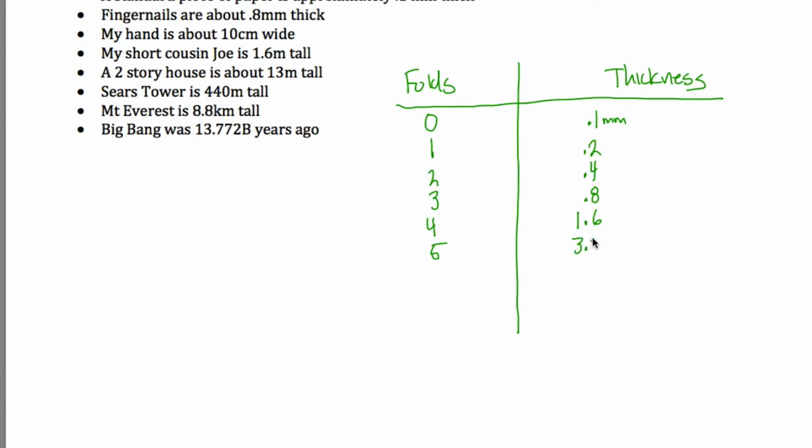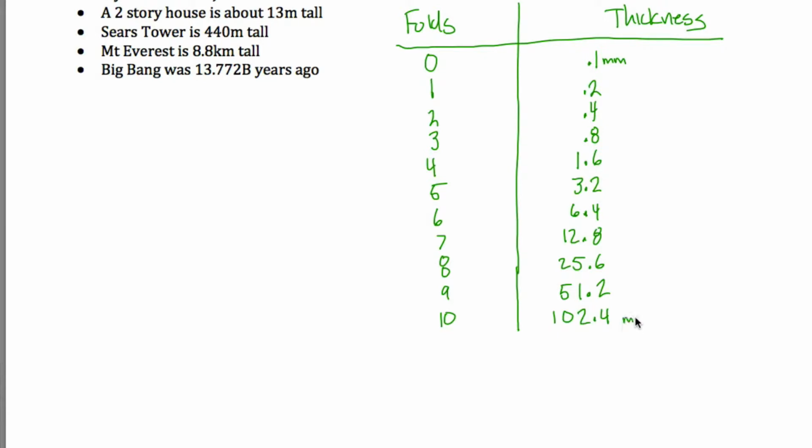5, we're up to 3.2. And then 6.4 and 12.8, and let's see how many of these I can do in my head. 25.6, 51.2, 102.4. What am I up to here? That was 5, 6, 7, 8, 9. Okay, 10. That's good. Gotten 10 of them out of the way. So after 10 folds, I'm up to 102.4 millimeters.